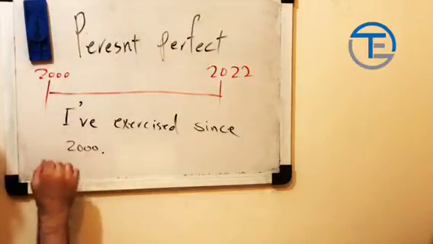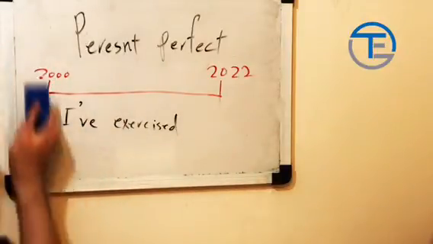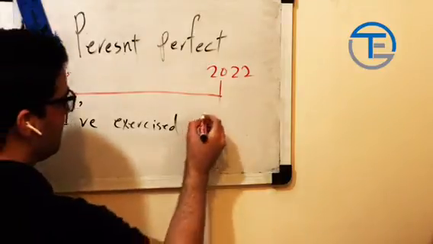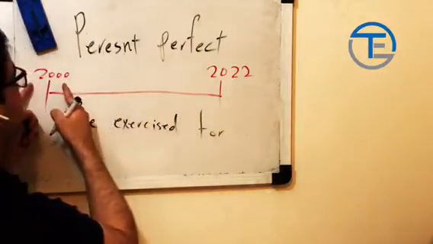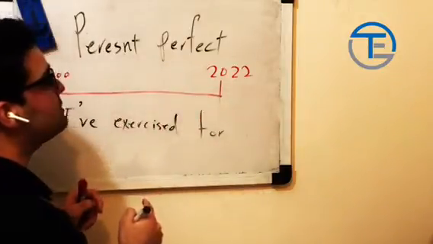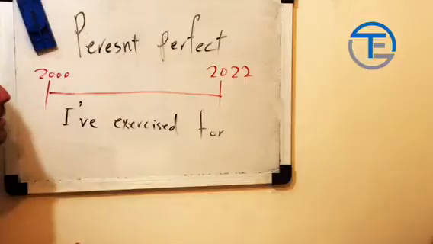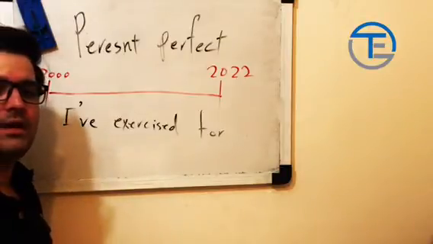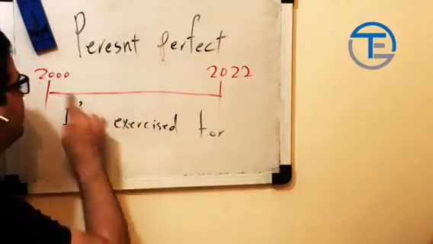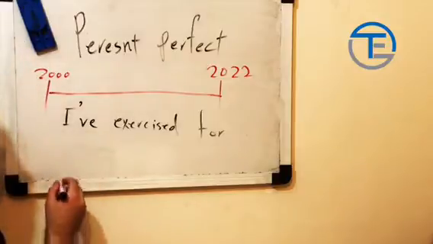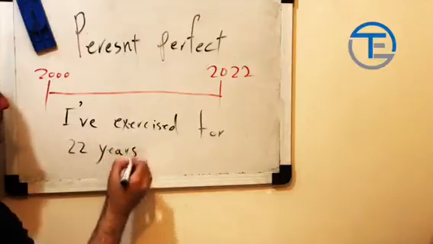Or the other sentence. For example, instead of since, we can say for. From 2000 to 2022. Okay, you see, here for 'for' you have to write a number. We say for 22 years.